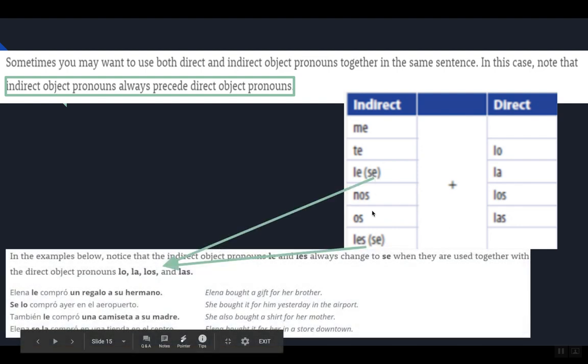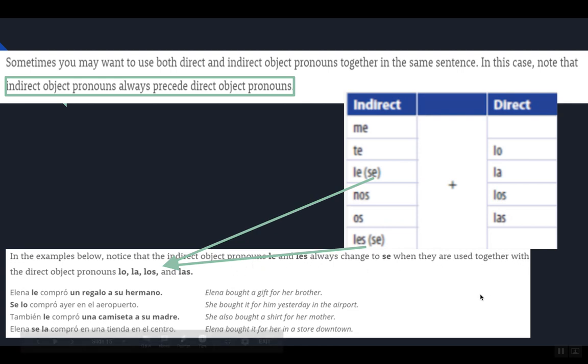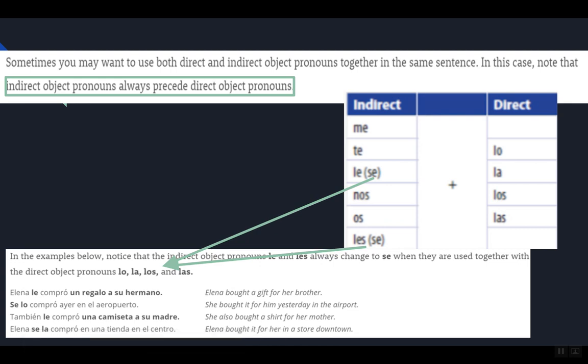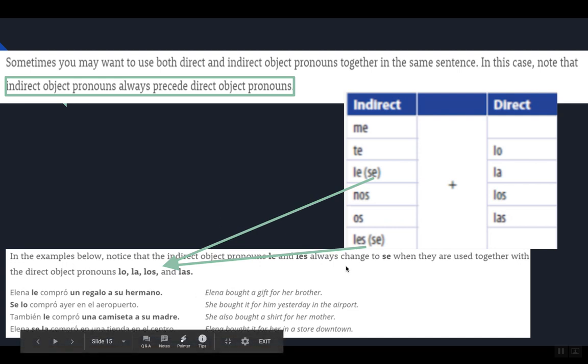So you might be seeing these say, and you might go, why do they have se if we only know that it's le and les? Well, in the example below, notice the pronouns le and les always change to se when they're used with the direct object pronouns lo, la, los, and las. This is to avoid confusion, and it's a lot easier to say se lo instead of le lo. You can try it on your own. Try saying les las versus se las. Spanish always goes in the direction of easy and simple, and so that's where we're seeing this change.